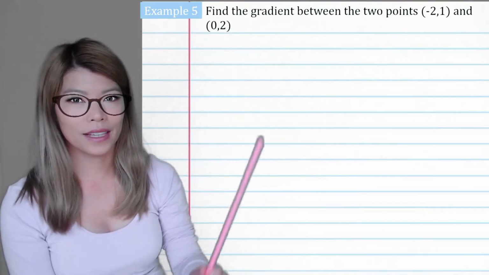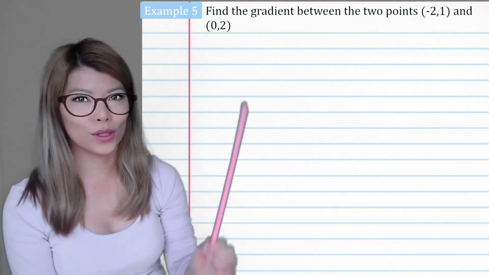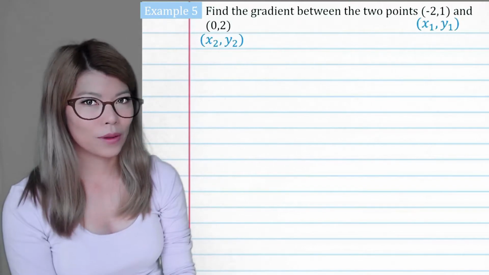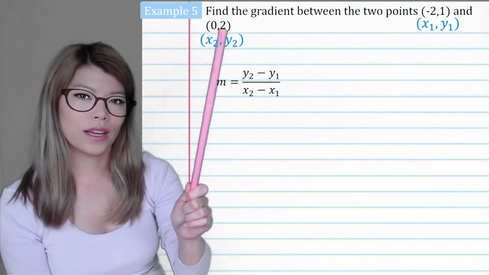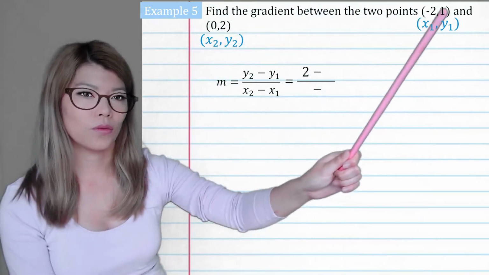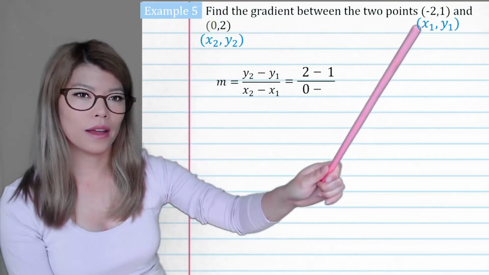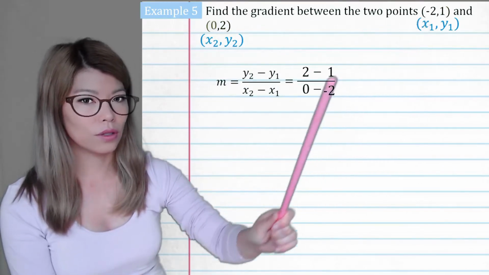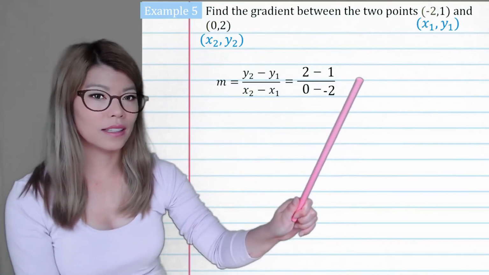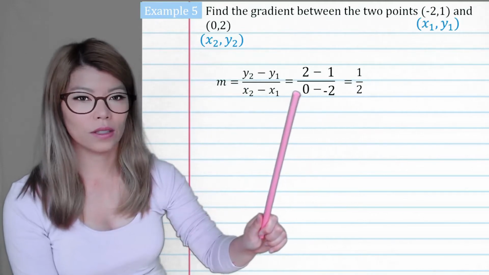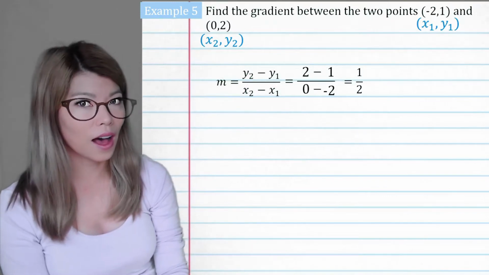Example 5. Find the gradient between the 2 points (-2, 1) and (0, 2). Let's label these so that we don't get confused and write down the formula. So y2 is over there, so 2 minus y1, the 1. And x2 is over there, 0 minus, don't forget the minus 2, don't lose that little minus over there. Now simplify, 2 minus 1 is 1 and 0 minus minus 2 is 2. So the gradient for that question is a half.